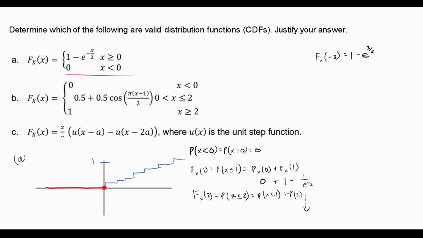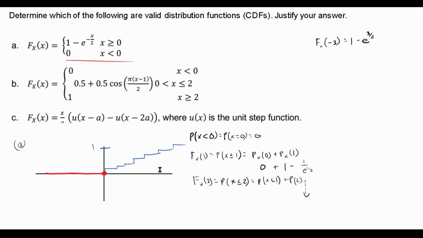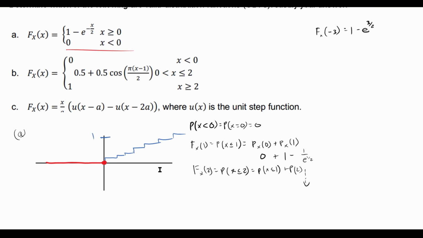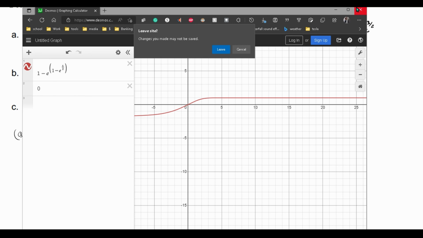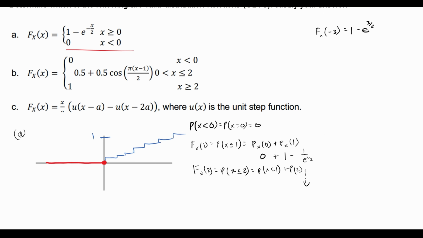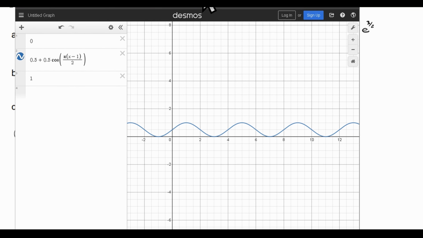Now for part B, it's a little bit tricky. You can use the exact same method. You can also plug it into a graphing calculator as well to get a very similar result. This is kind of the result for part A. And then for part B, it would look something like this.